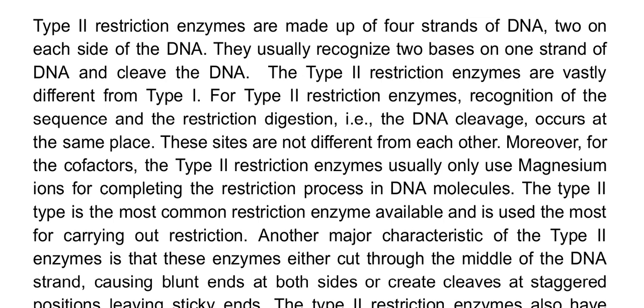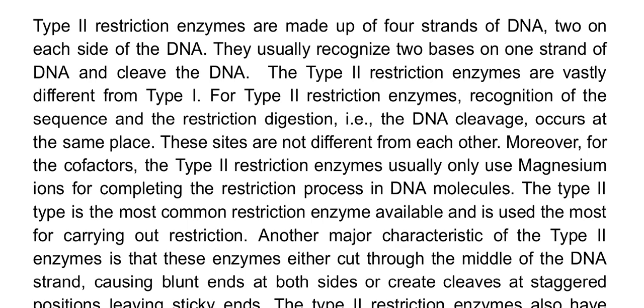Type 2 restriction enzymes are made up of 4 strands of DNA, 2 on each side of the DNA. They usually recognize 2 bases on one strand of DNA and cleave the DNA. The type 2 restriction enzymes are vastly different from type 1. For type 2 restriction enzymes, recognition of the sequence and the restriction digestion, the DNA cleavage, occurs at the same place. The sites are not different from each other.